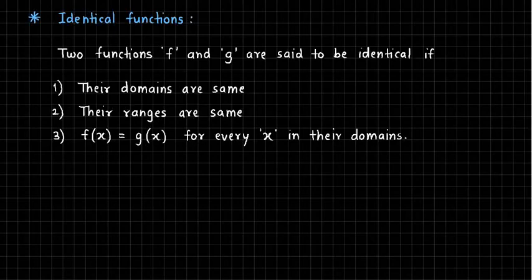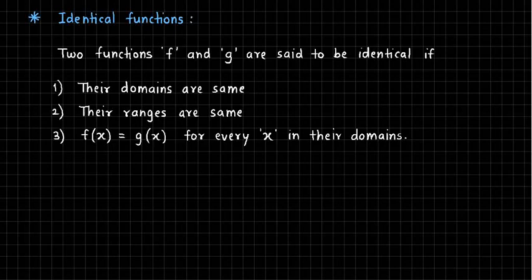Now here we see what is meant by identical functions. Alright, two functions f and g are said to be identical if their domains are same, their ranges are same, and f of x equal to g of x for every x in their domain.